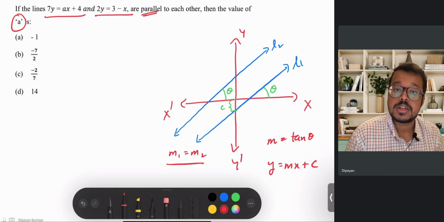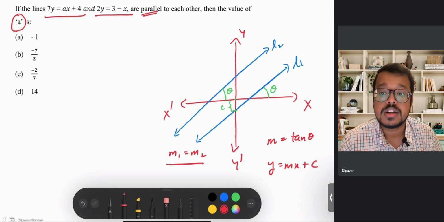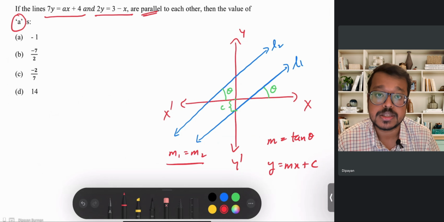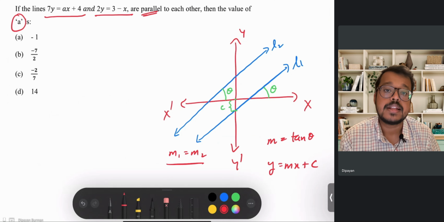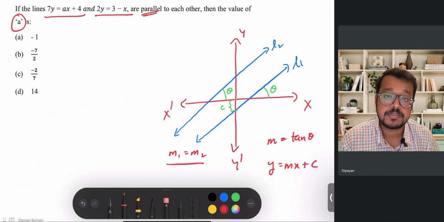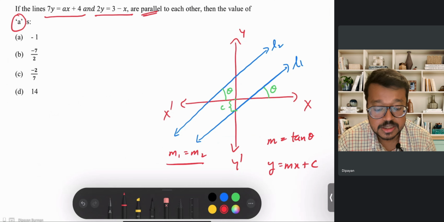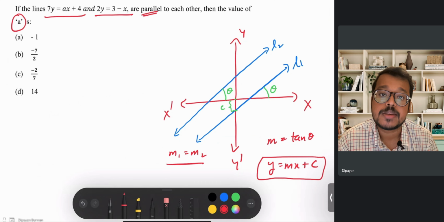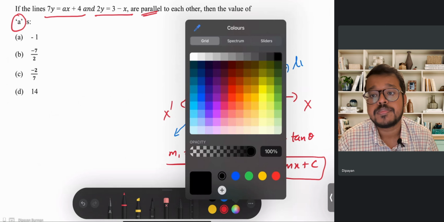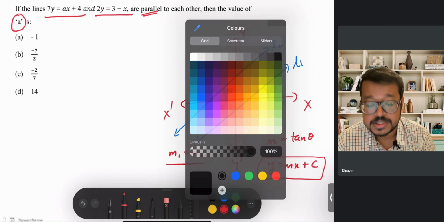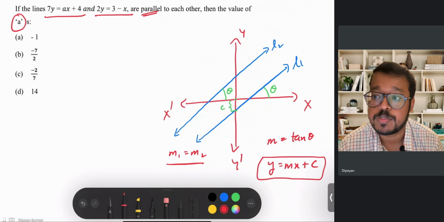Now, another thing is that if I rewrite the given equation in the format y equals mx plus c, then the coefficient of x will be the slope of the line and c will be the y-intercept of the line. So y equals mx plus c is also known as the slope-intercept form of a line. But in the given question, the equations are not in the slope-intercept form. We can always simplify the equation and make it into the slope-intercept form.